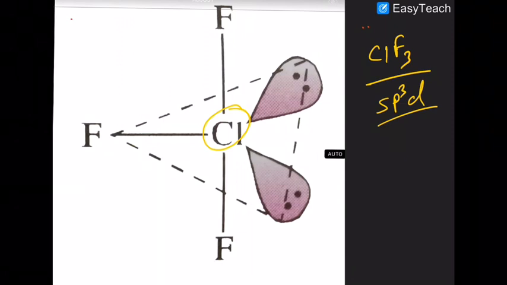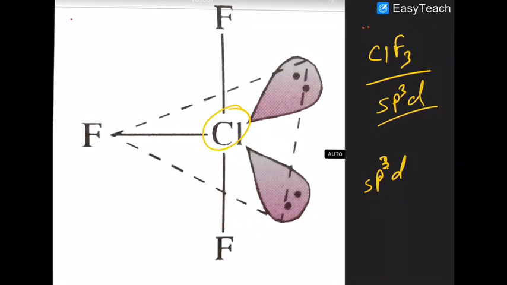In case of sp3d geometry, the rule is known as Bent's rule, we will discuss it after hybridization. The rule states that the more electronegative atom should be at the axial position. I told you already there are two types of position in case of sp3d: two axial and three equatorial. The more electronegative atom should be present at the axial position.